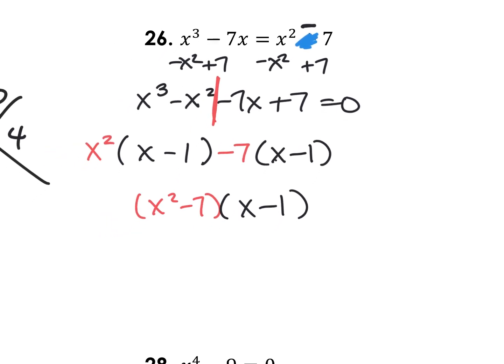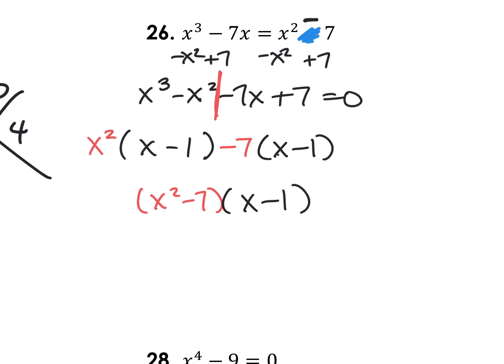But this one's a little spicy because what you notice is different about it. It's got a squared. Remember, you should always check and see if you have difference of squares. Is this difference of squares? That's a perfect square. Is 7? No, so it's not difference of squares. You can't go any further. So you're going to set this equal to 0.